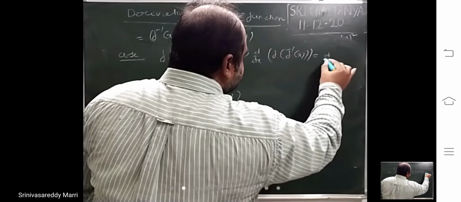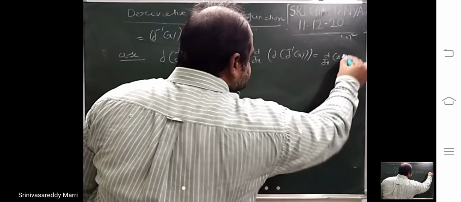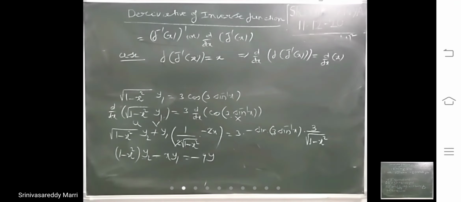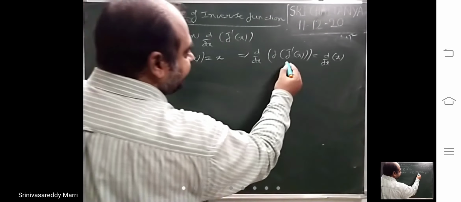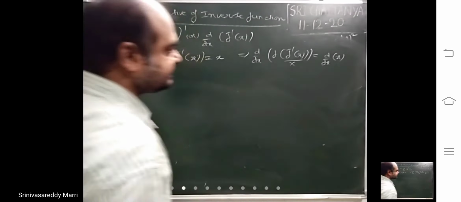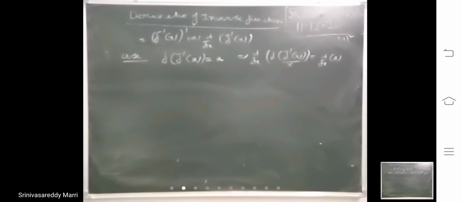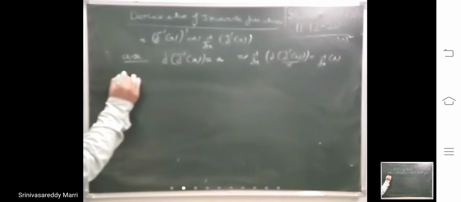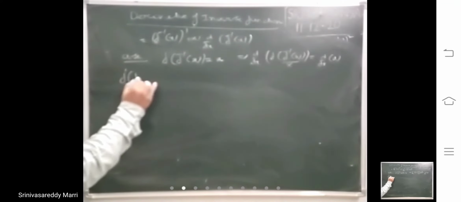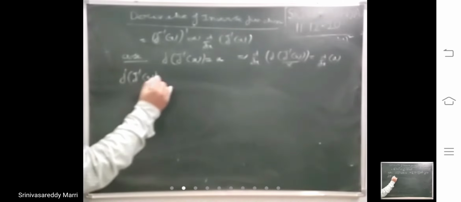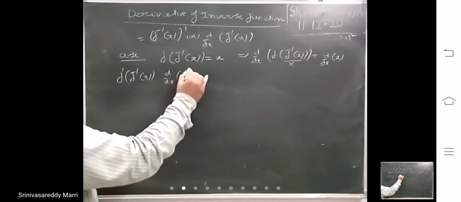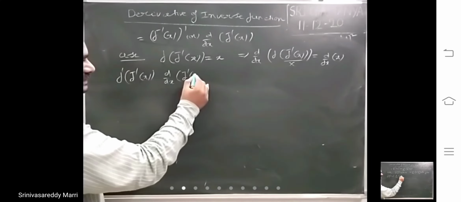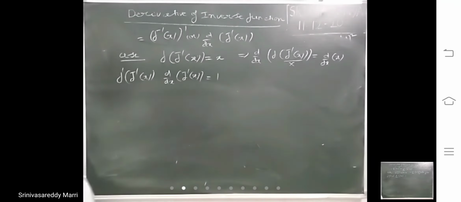Do the derivative on both sides. If you do the derivative, on the left hand side you treat this as capital X. F of capital X is there. That means what? F dash capital X into d by dx of f inverse x equal to 1.